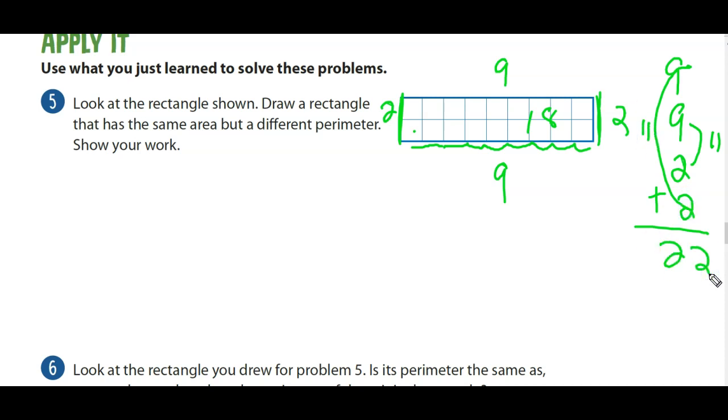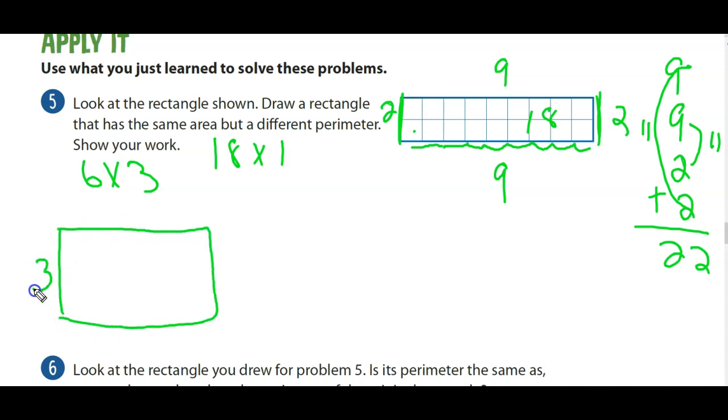Okay. So let's see what other numbers I can multiply together and get 18. 9 times 2, 6 times 3, 18 times 1. That could be another one. Okay. So if I take 6 times 3, 3 here, 3 here, 6 at the top, 6 at the bottom, the area would be 18, just like this one, but the perimeter would be different.